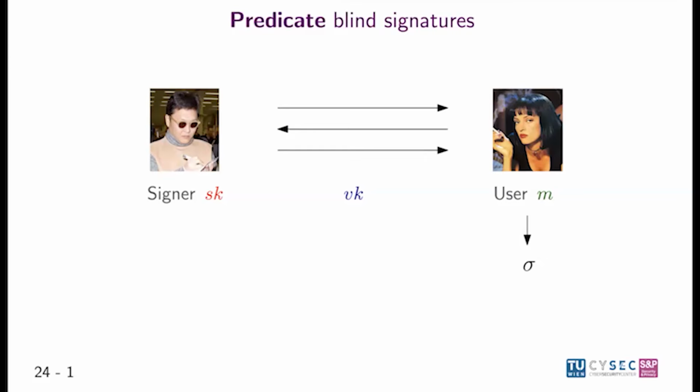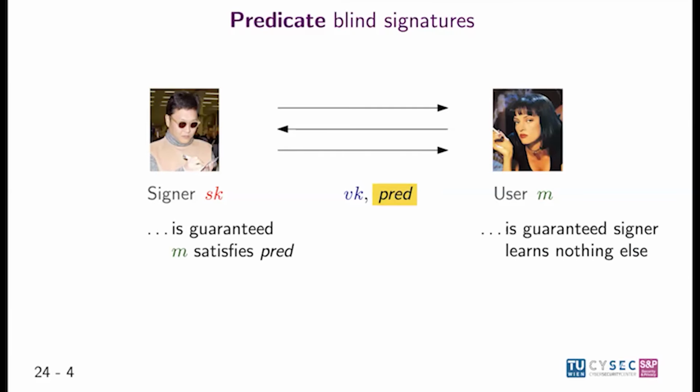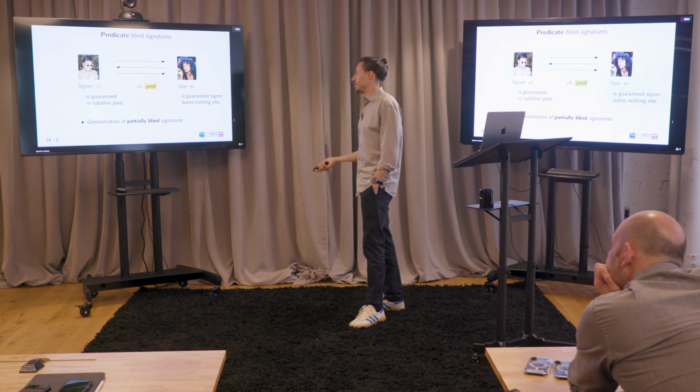It's a generalization of partially blind signatures where the signer has some control over the messages that it signs. And so the idea is that now there's a predicate that the signer and the user agree on. They run this protocol, and then the signer is guaranteed that the message that it signed satisfies the predicate, and the user is guaranteed that that's all the signer learns. Okay, and now let's conclude with a silly example of what you can do with this.